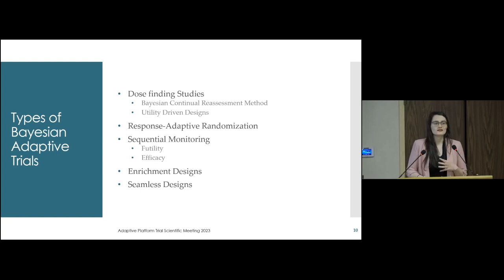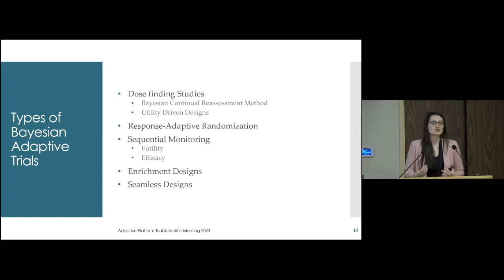We also have utility-driven designs that allow you to balance between efficacy or toxicity and safety in a dose-finding trial. I know that's not really the focus of today's talk, so if you're more interested in dose-finding studies, we can talk about that later. There was an excellent talk earlier about response-adaptive randomization. We can definitely do that in a Bayesian context. We can also do it in a frequentist context.